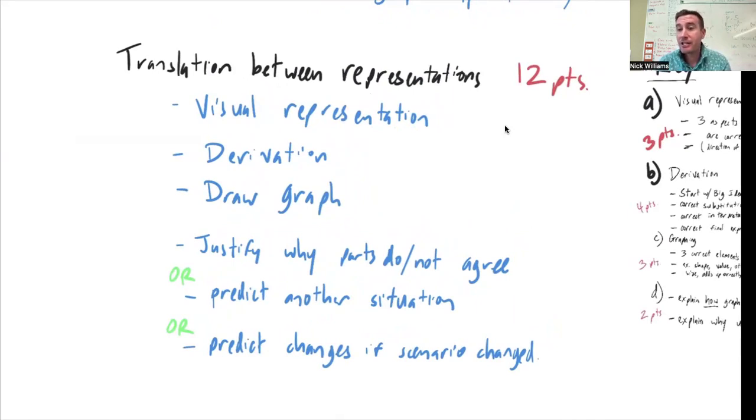So you'll either have to justify why your previous parts agree or don't agree, like does your visual representation agree with your derivation? Or you'll be asked to predict another situation. So what if instead of having this, then it was this? Or predict the changes if the scenario was changed. So they're giving you some kind of a scenario, and then you're representing it, and then it's saying, what if we gave you a slightly different scenario? What if the mass was different?